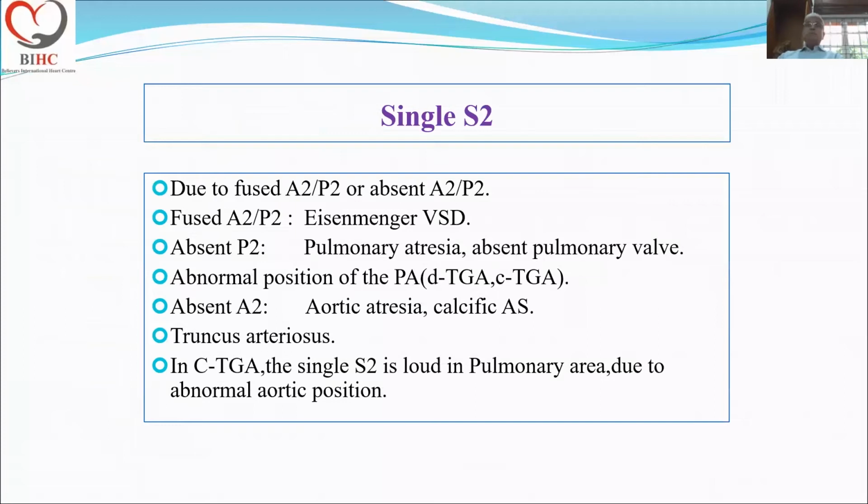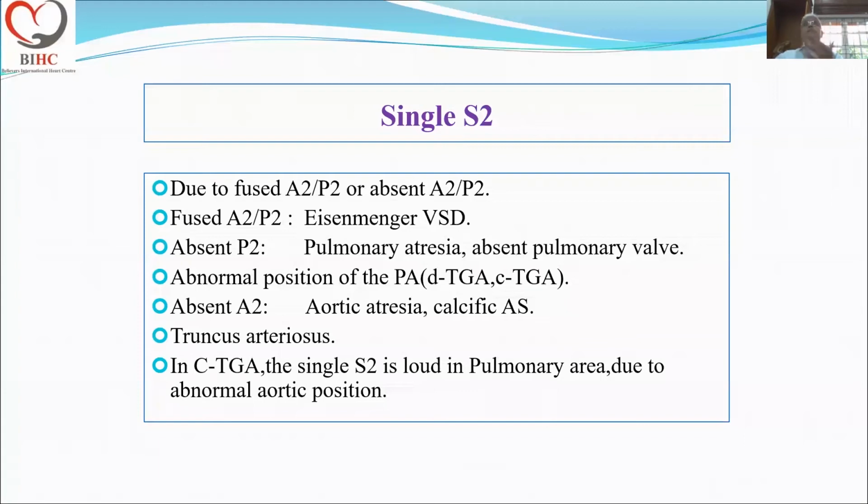When the second sound is single, it means the A2 and the P2 are occurring at the same time. They are fused or one of them is missing. The fusion is a feature of Eisenmenger syndrome. The pulmonary vascular resistance in an Eisenmenger syndrome is similar to the systemic vascular resistance. Think of a large VSD at the age of 10 years or 20 years. This is what Eisenmenger syndrome is, and there the second sound is single.